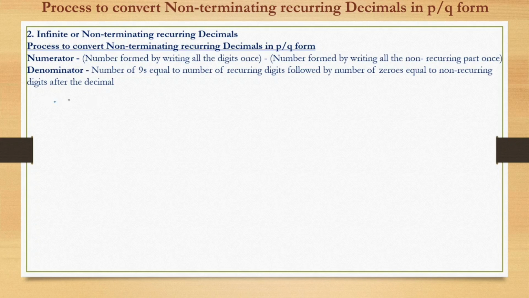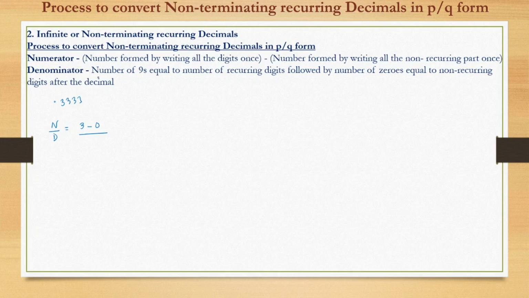First was 0.3333... It says it can be written as numerator upon denominator. Numerator is the number found by writing all the digits once. What is the digit here? Only 3 is the digit, 3, minus the number formed by writing the non-recurring part once. I mean, only one digit we have, 3, and that 3 is also recurring. So there are no non-recurring digits, so 0 upon.